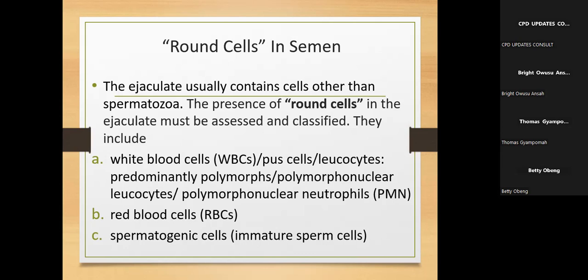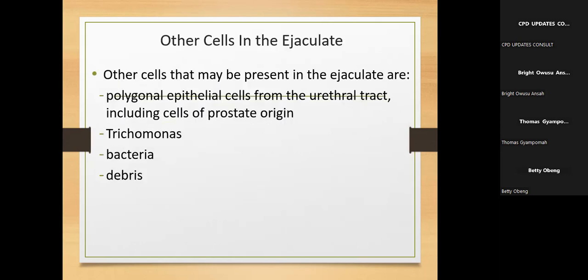All right. And of course, red blood cells, and then spermatogenic cells, which are immature sperm cells. Technically, you don't expect immature sperm cells to be found in the ejaculate, but occasionally you can have some. But at what point is it becoming problematic? These are things that we're going to look at. There can also be other cells in the ejaculate. These are the polygonal epithelial cells from the urethral tract. And because they are polygonal, on the face value they look rounded. Of course, you can also get some trichomonas, bacteria, and some debris. And when you have any of these, you should be able to interpret what it means.